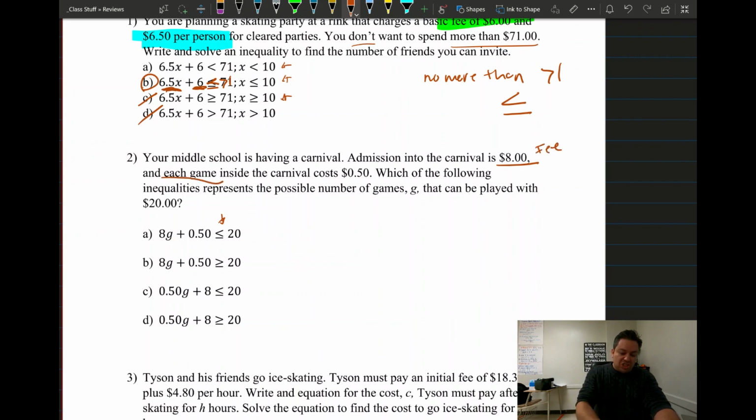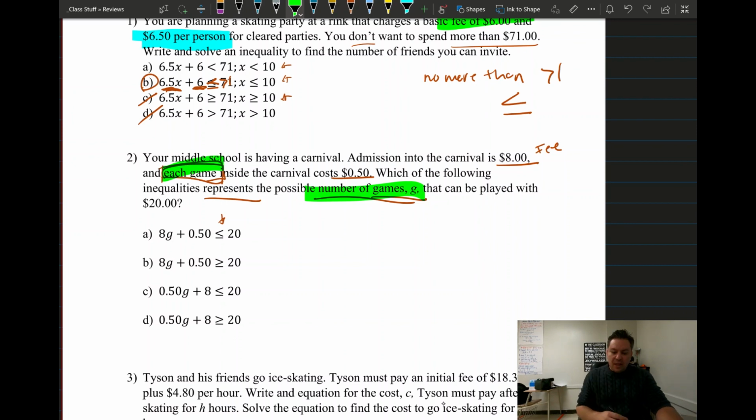And each game is 50 cents, okay? Which of the following inequalities represents the possible number of games, G? Number of games, again, that's on the question, and that's the keyword right there. Number represents the number of games. Again, most likely on the question, you're going to have the variable given in words. In this case, it says number of games, and over here it says each game. So they're related: each game, number of games, G.